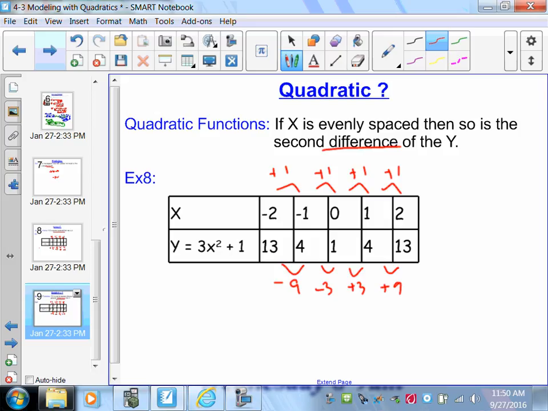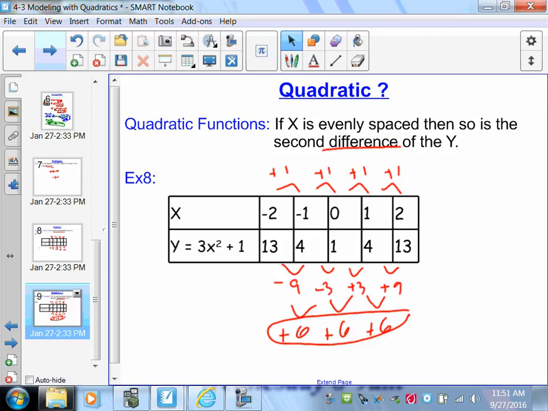Notice it's not evenly spaced. For the next degree, though, to get from 9 to negative 3, you're adding 6. And to get from negative 3 to 6, you're adding 6. And again, you're adding 6. So as you can see, it takes 2 degrees of separation for it to become equally spaced again, and that's why we call that square a degree, because it takes the second degree to do it.